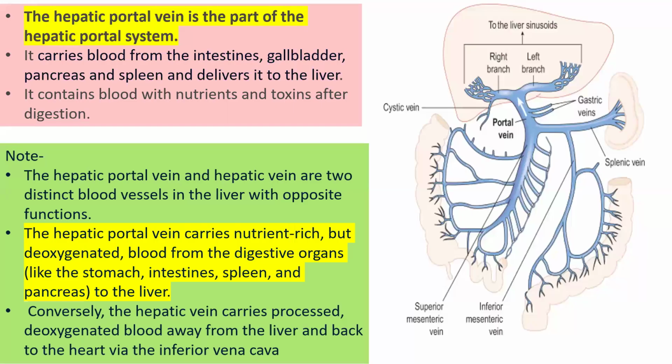Hepatic portal vein, no need to be confused. It is a part of the hepatic portal system. One day I made a short on it and published it already. So the hepatic portal system carries blood from the intestine, from your gallbladder, from your pancreas and spleen, and delivers it to the liver. Clear?